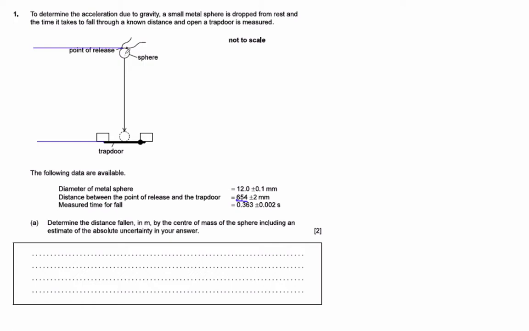So the ball is going to fall, the center mass of the ball. Notice it starts at the radius of this, right? And by the way, the radius of this sphere is 6.0 plus or minus 0.05 millimeters. That would be the radius of it. So it starts that much below the point of release and it stops when it's that far above, right? So the distance that it falls will be this number minus 2 of those, right?